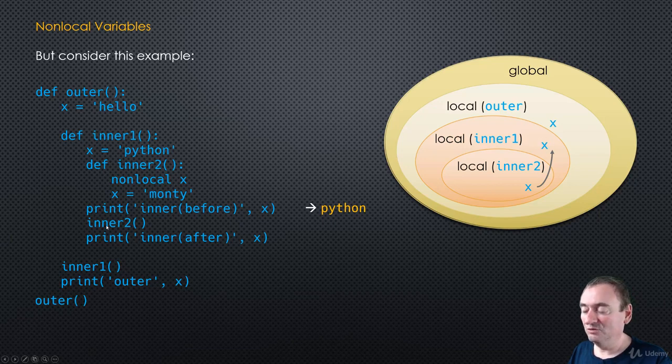So now, after inner2 is finished running, when we print the value of x, it's been modified. It's now equal to Monty. So we print Monty out. Now, inner1 has finished running, and we print x from the outer function, right? And now we're in this x over here that's in the outer local scope. That was never modified, so it printed hello.